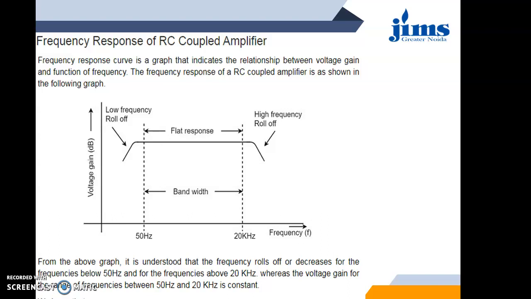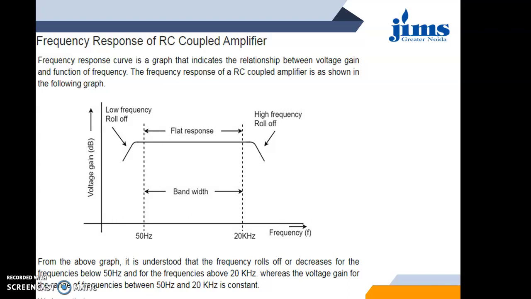Now we should consider why there is a roll off at low and high frequencies. This should be considered while giving the explanation on frequency response of RC coupled amplifier, that why the gain is rolled off at low and high frequency and it is constant for the middle frequency range.